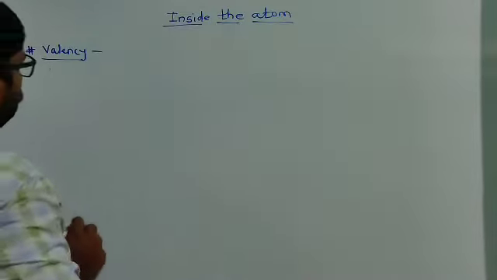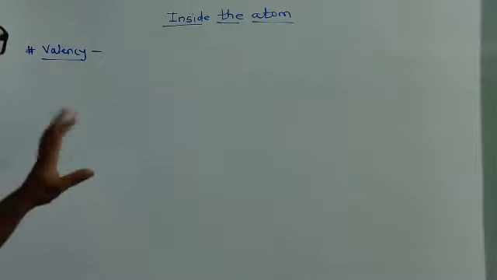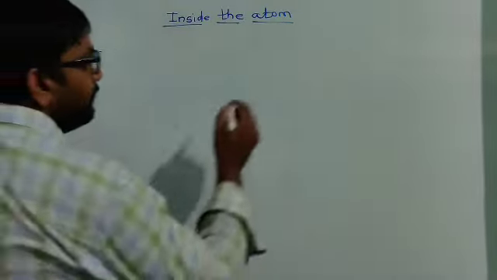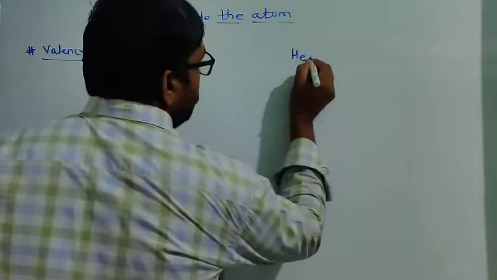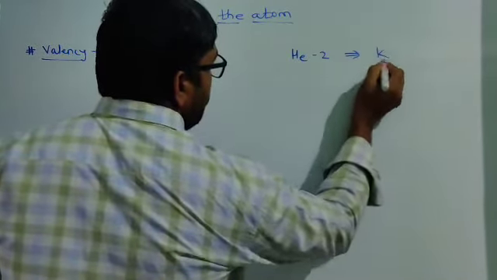Okay, so valence electrons and valency have some relation. These valence electrons are important to find out the valency of an element. So we see some examples of noble gases. That is helium, which has 2 electrons in its outermost shell, that is in the K shell.